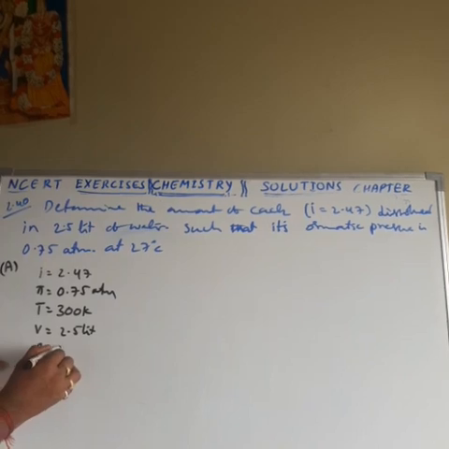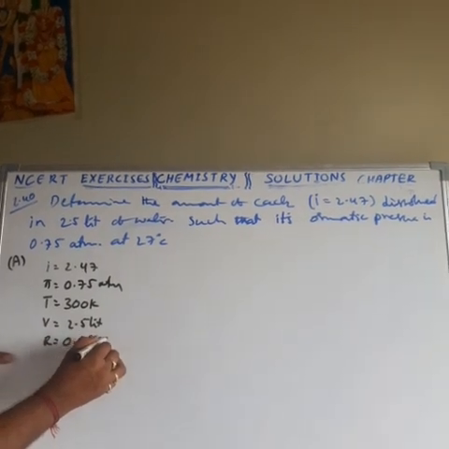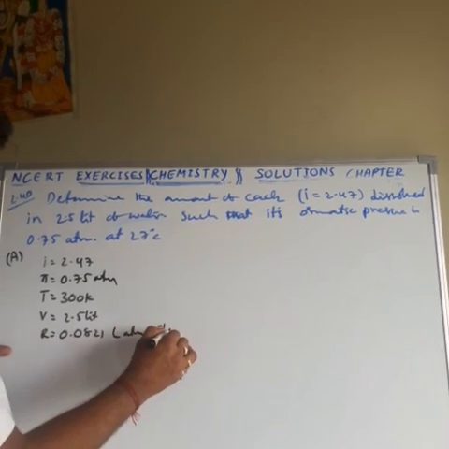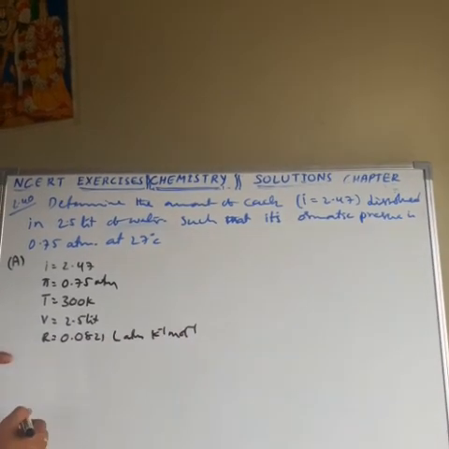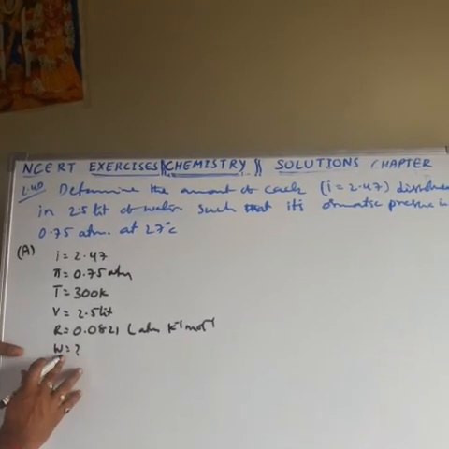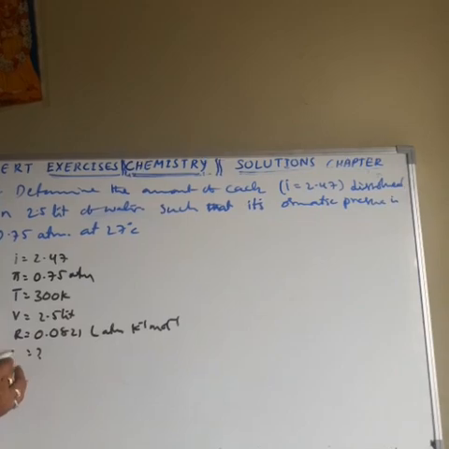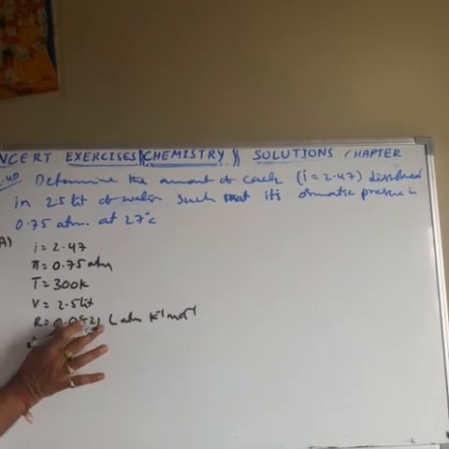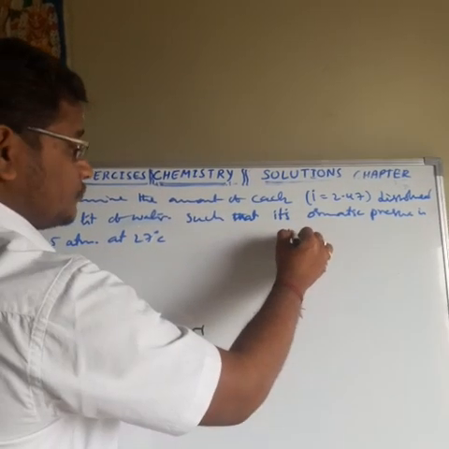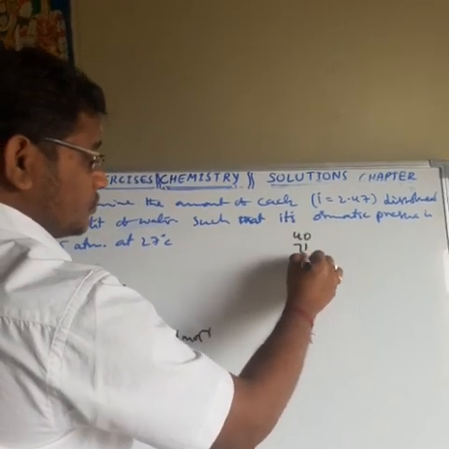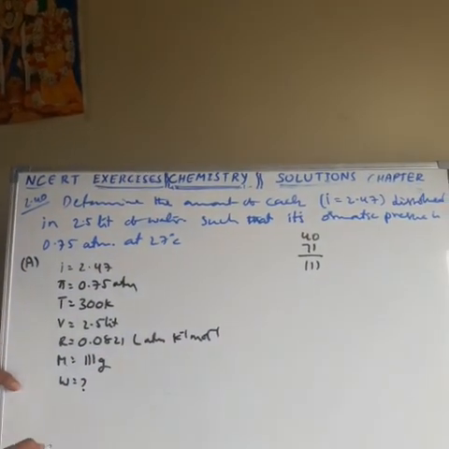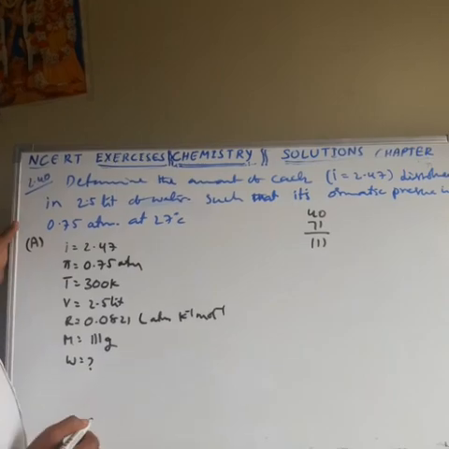R value we know already: 0.0821 liter atmosphere Kelvin inverse mole inverse. Then next, the weight we have to find out. Molecular weight of solute CaCl2, molecular weight of calcium chloride is 111 grams: calcium 40, 2 chlorines 71, total 111. Next, weight we have to calculate. Very simple formula calculation also.